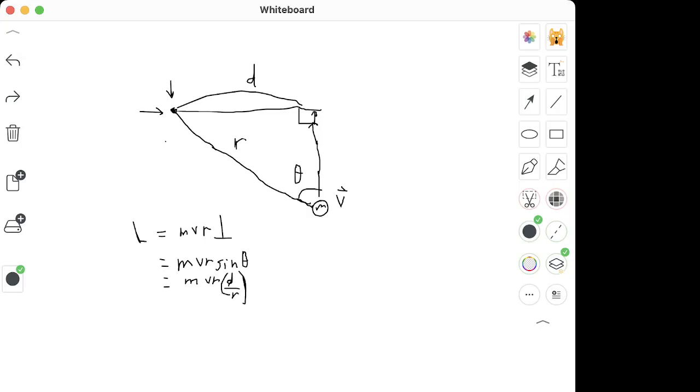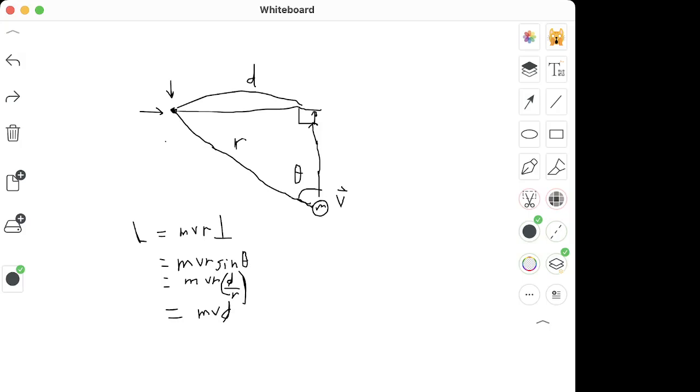And just to clarify, d is the distance from the pivot point to the point of impact of the ball and the door. And as a result, the angular momentum of this ball can be represented as mvd.